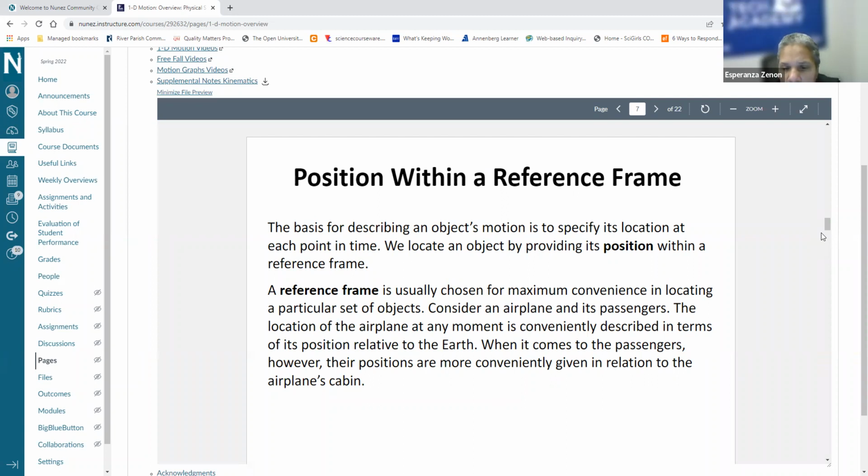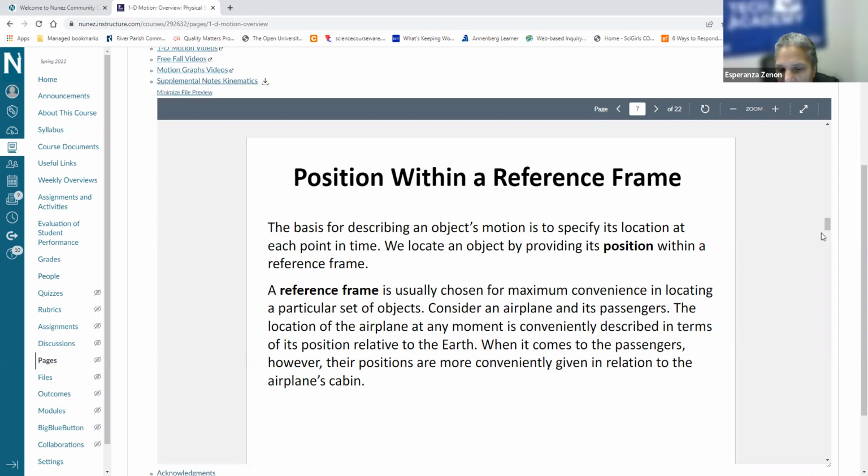So if you're going to say that an object is moving, you have to specify where are you measuring from? What is your reference frame? Okay. And when we pick a reference frame, a position that we can use to measure from, we do that so that we have maximum convenience. In other words, we try to pick a reference frame to make things simple.